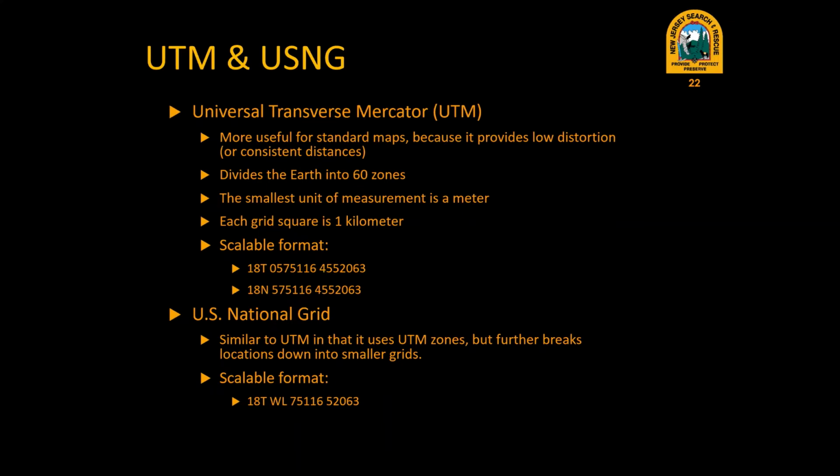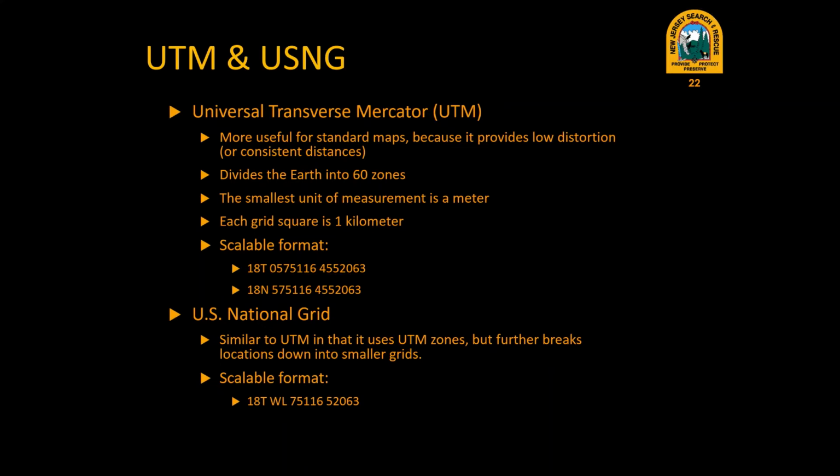It is very useful for maps because it provides very low distortion, which is to say that between any two grid squares is the same amount of space at any map you look at, but between two lines of latitude or longitude, as you get closer to the North Pole or South Pole, the distance between those lines would get smaller.